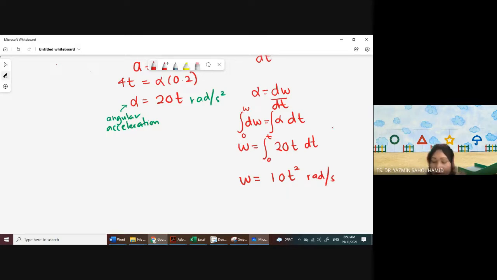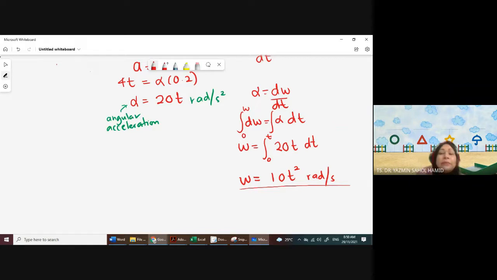Okay, so that is your omega. Did it give a value for t? No. So the answer is just in this form. If it gave t, then you would replace it. Right now it does not give t.